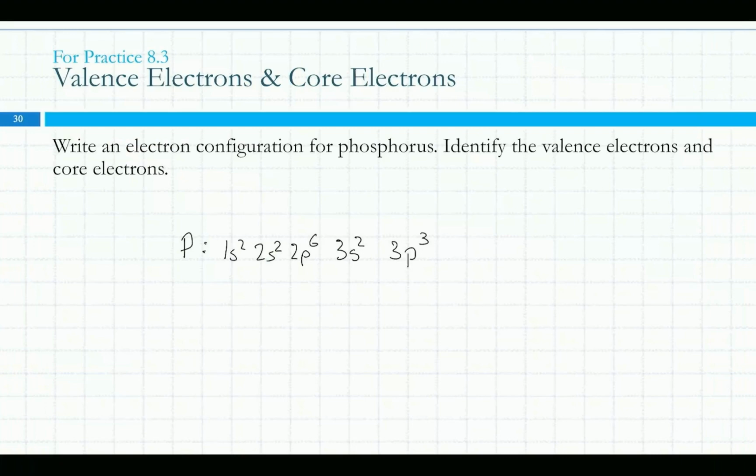So what are my valence electrons and what are my core electrons? The valence electrons are 3s2 and 3p3. So the core electrons are everything else. So this is the core and the valence. What if I did arsenic instead?